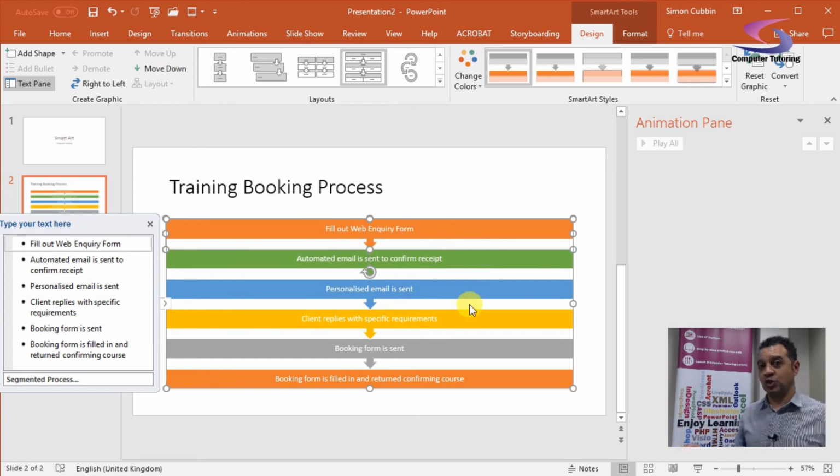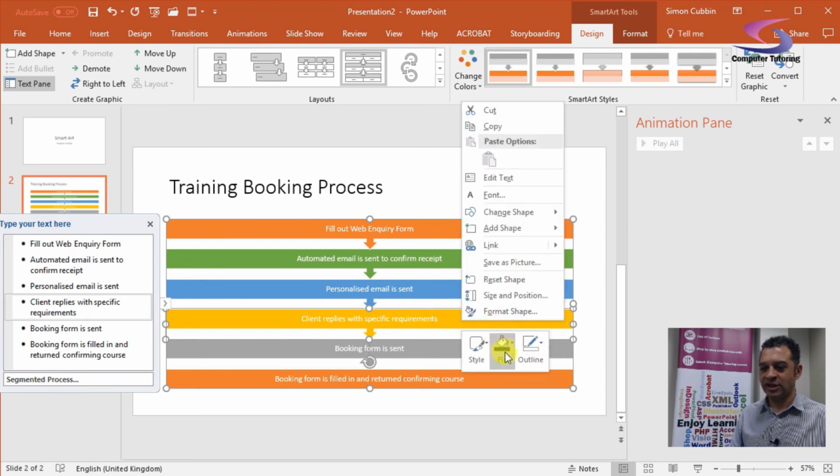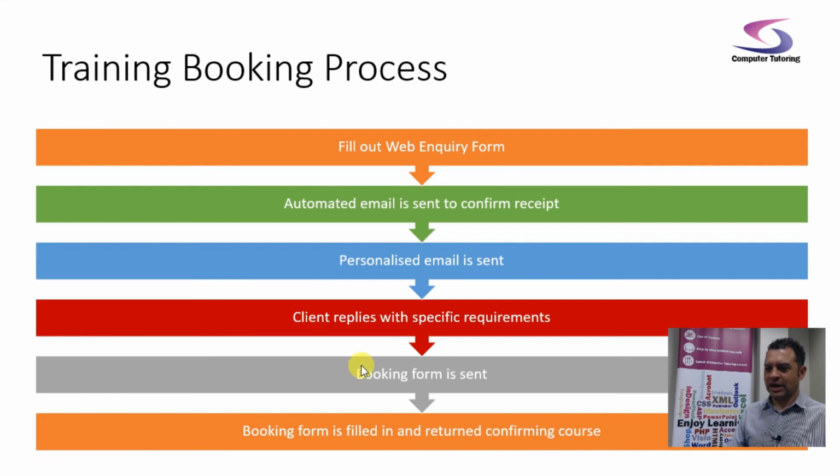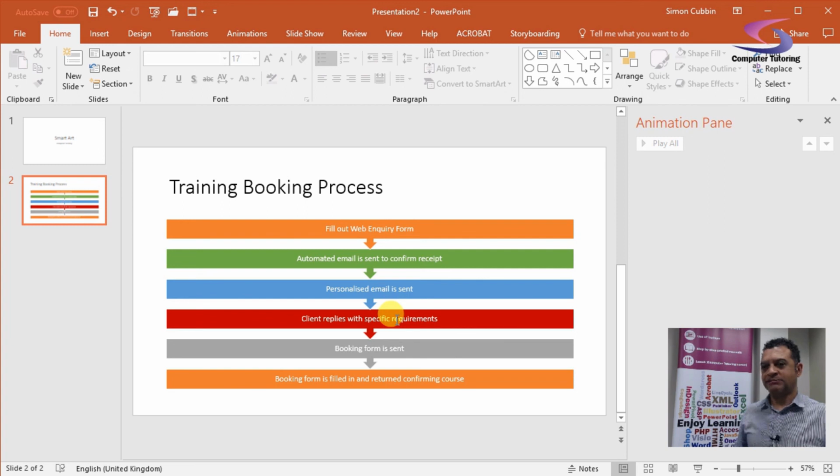If I must make sure that one of these particular boxes or bullets within the SmartArt is red, just to really highlight it. So here we go. So client replies with specific requirements. That's the one that takes most time. So I'm just going to right click on that, go to fill and choose a red color. I'm just going to choose a dark red, not a bright red color. So now if I just view, I can maybe say that one there, that's the point which causes us most time there, because obviously we want to make sure that the training is tailored for a particular client.